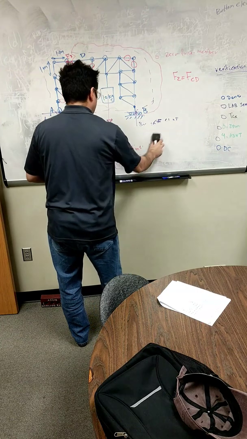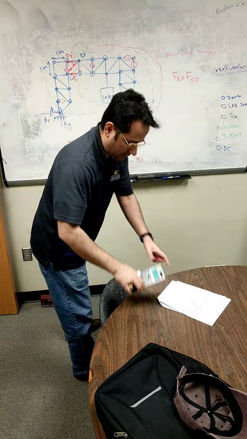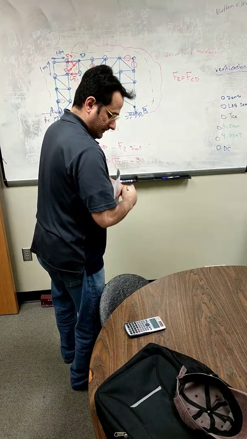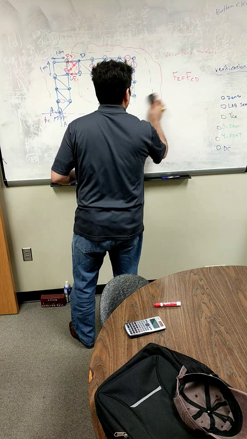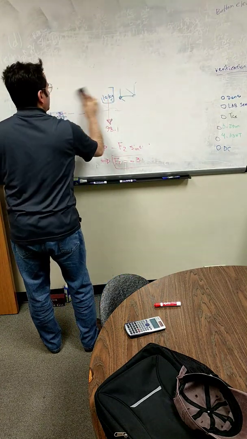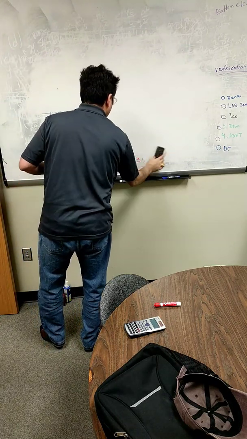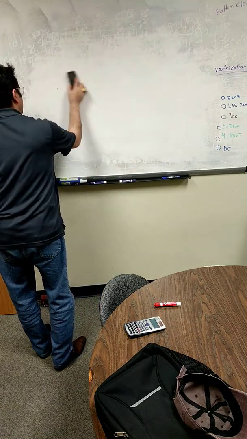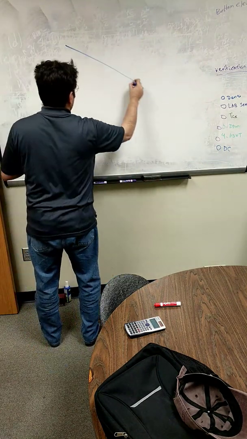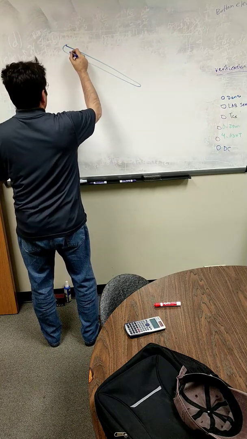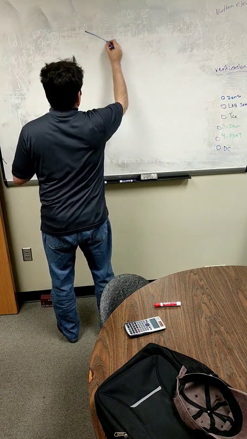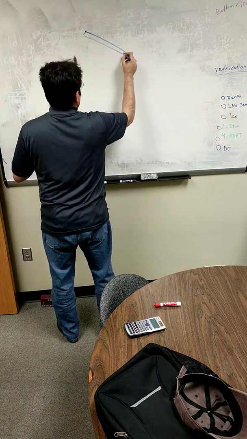Next question. Say, draw FBD for the frame. So this is your frame. Let's try to make it small. So this kind of your frame.